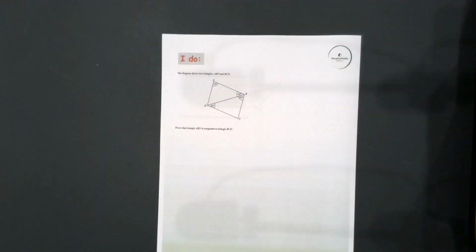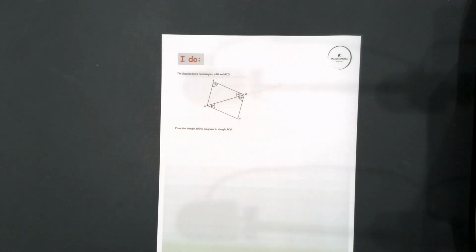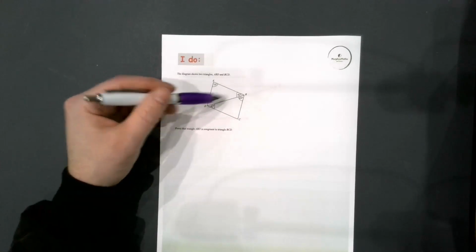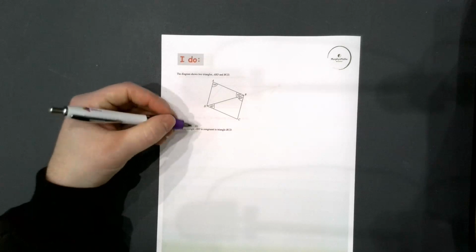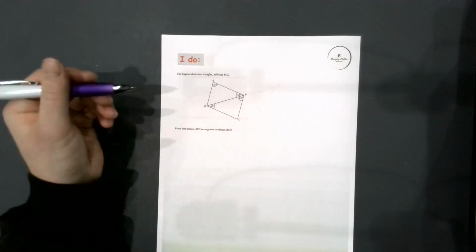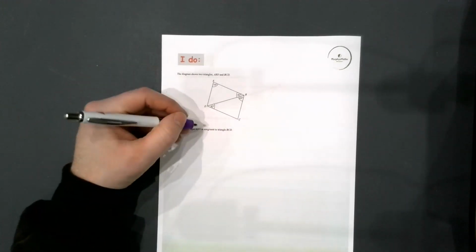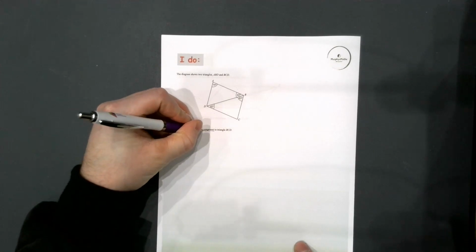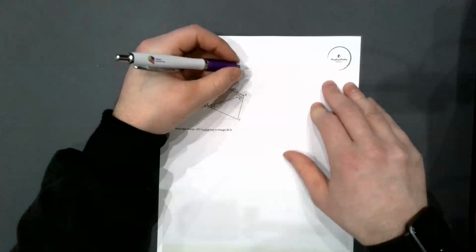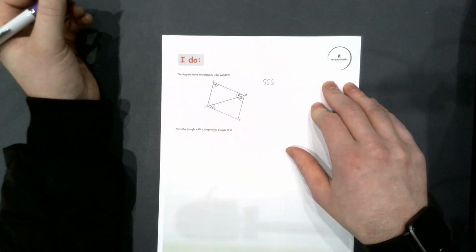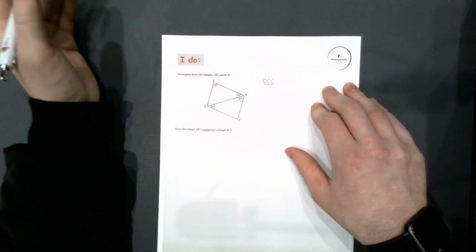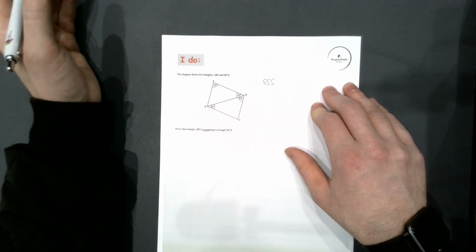So, looking at our example here, we're told the diagram shows two triangles, ABD, which is our top one here, and a bottom one, BCD. Prove that triangle 1 is congruent to triangle 2, basically, okay? So, if it mentions congruent, and we need to prove it, we're going to use one of these four. Side, side, side, SSS, which means that if all the sides are the same, then it must be two congruent triangles.